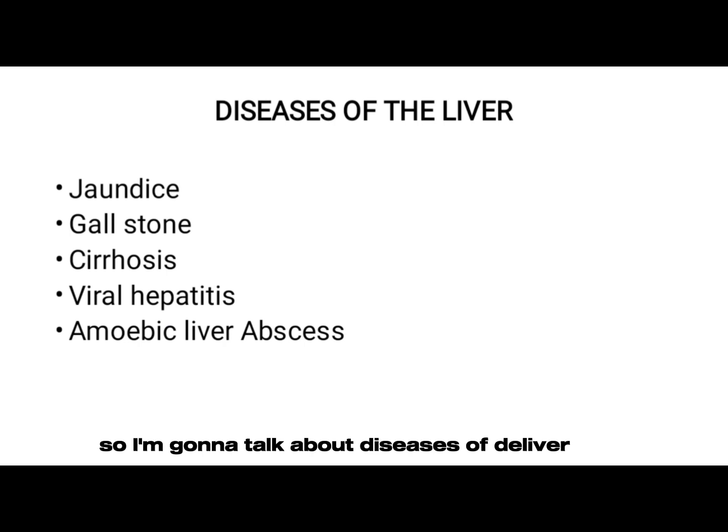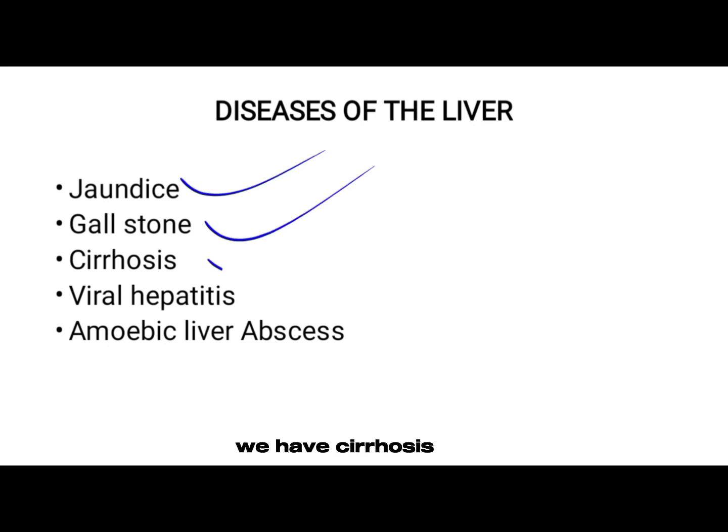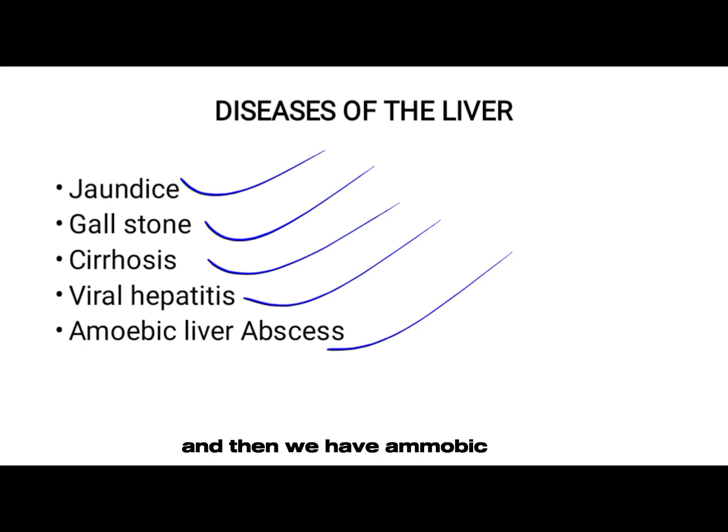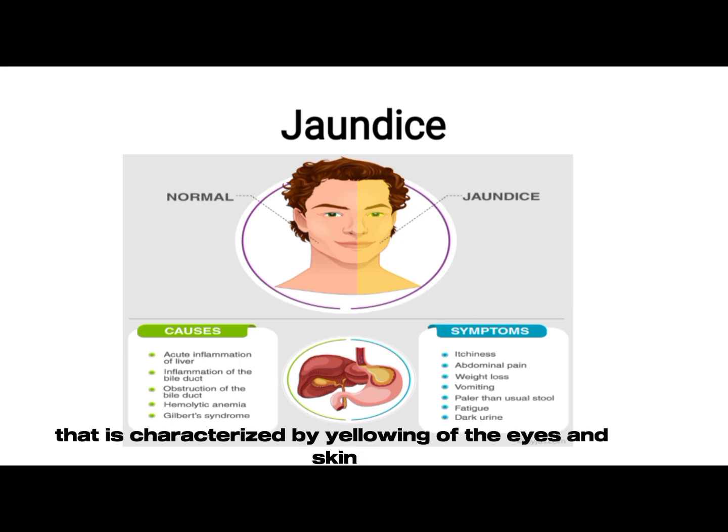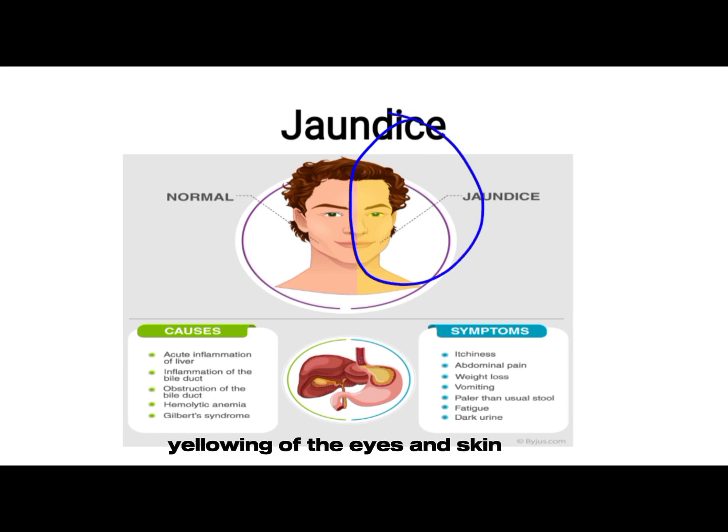So I'm going to talk about diseases of the liver. When we talk about diseases of the liver, we have jaundice, gallstone, cirrhosis, viral hepatitis, and then amoebic liver abscess. I'll talk about them one after the other very quickly. The first one is jaundice. Jaundice is usually a disease that is characterized by yellowing of the eyes and skin. As you can see here, yellowing of the eyes and skin characterizes jaundice.